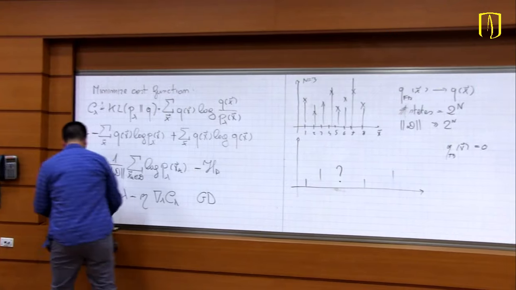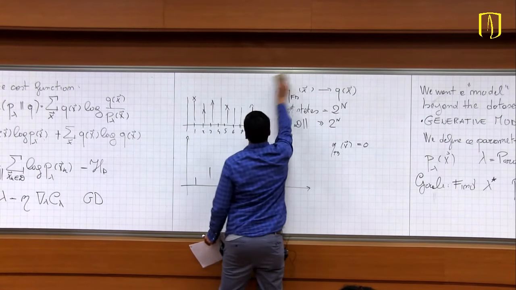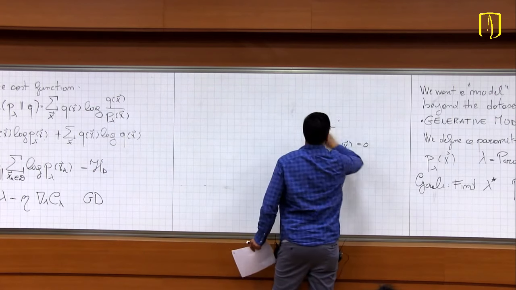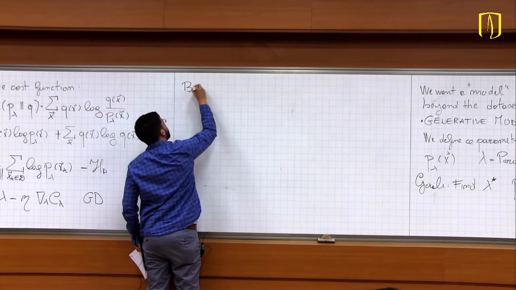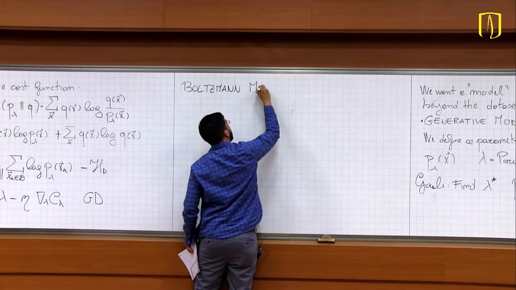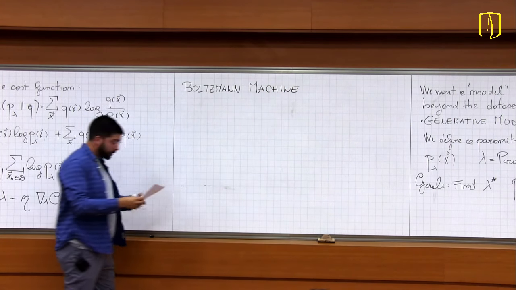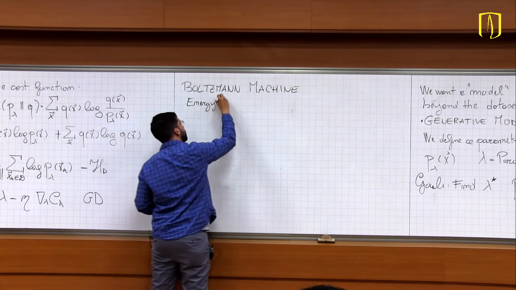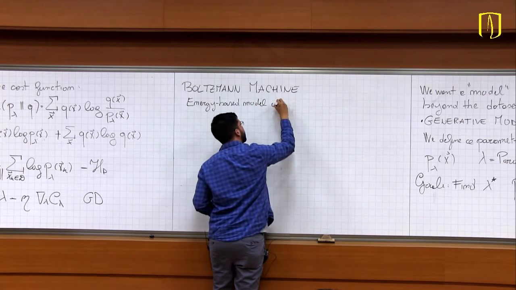Okay, good. So now what's left to decide is what P lambda is. And as P lambda, we're going to now define the Boltzmann machine. What is it? The Boltzmann machine, importantly, is an energy-based model on a graph.